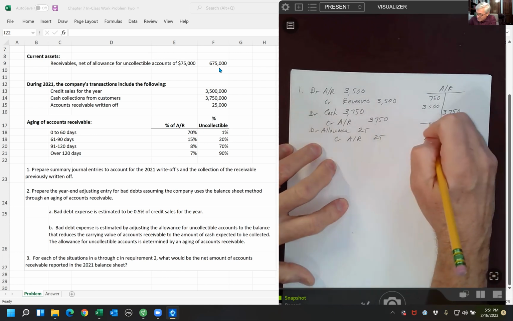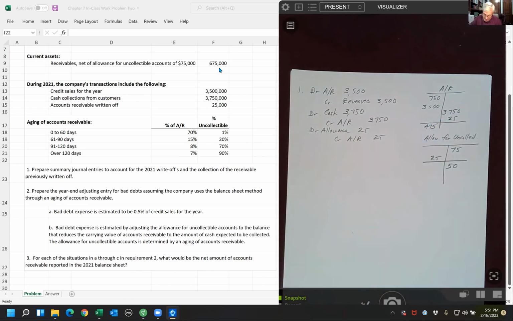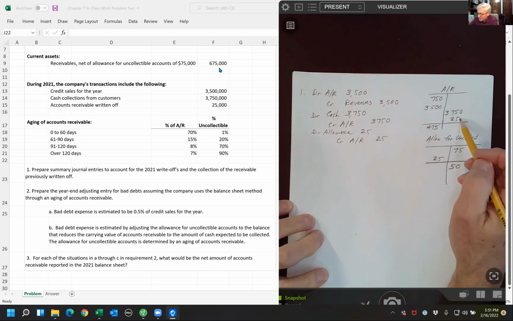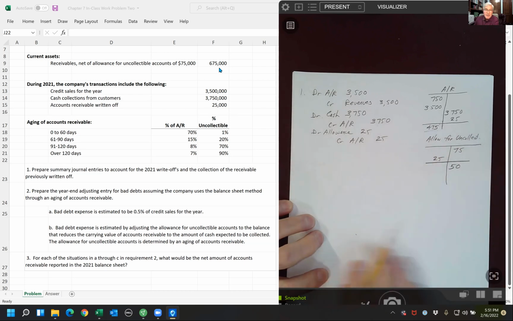I believe this is 475 here. I'm just going to check my math in my spreadsheet. Don't want to make a mistake. All right, yes, 475 is the correct answer. I just added my debits and subtracted my credits, and there's my ending balance in AR.